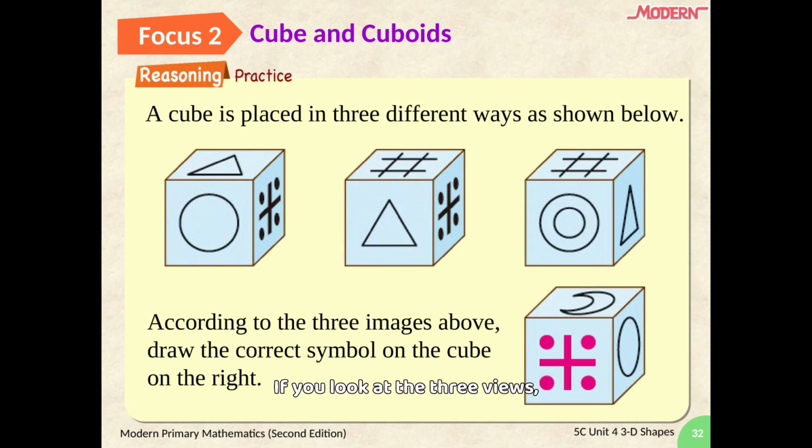If you look at the 3 views, can you figure out what goes on the empty face of that 4th cube? Hint: look at what's opposite the hashtags. This is where your deduction skills really shine. Take a second. Did you get the pink plus sign? Yes. You're a shape-solving genius.